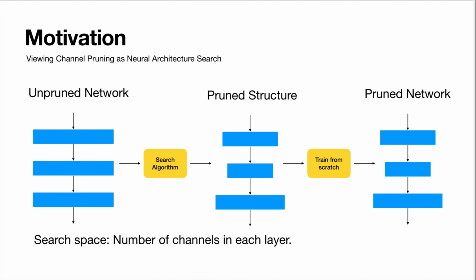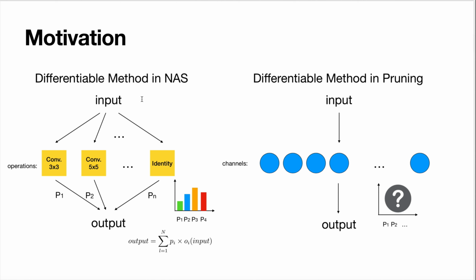Given an unpruned network, some works use reinforcement learning or other algorithms to search the pruned structures. The search space is usually the number of channels in each layer. And then the pruned structures are trained from scratch to get the pruned network. However, the optimization of these pruning methods needs to train and evaluate a large number of structures sampled from the unpruned network. The scalability is limited. The similar problem also exists in neural architecture search.